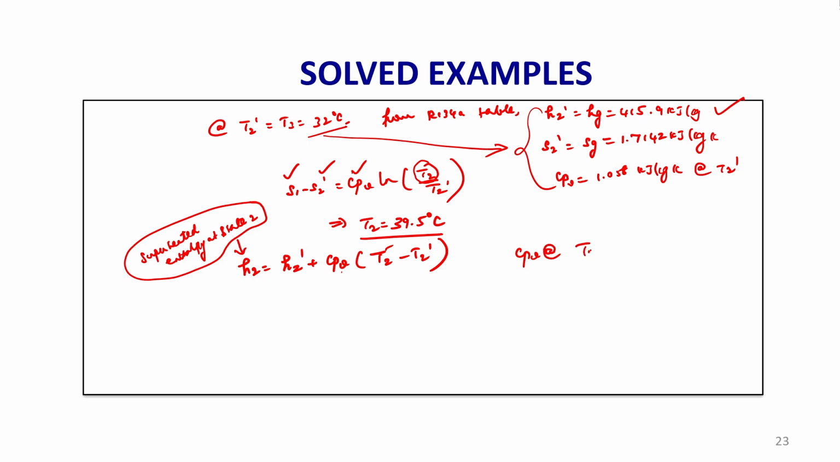Cp of vapor should be taken at the average temperature. So, T2 is 32, T2 dash is 39.5, approximately 40, so 40 plus 32 by 2. So, this is 32 plus 39.5 by 2. So, Cp of vapor should be determined.